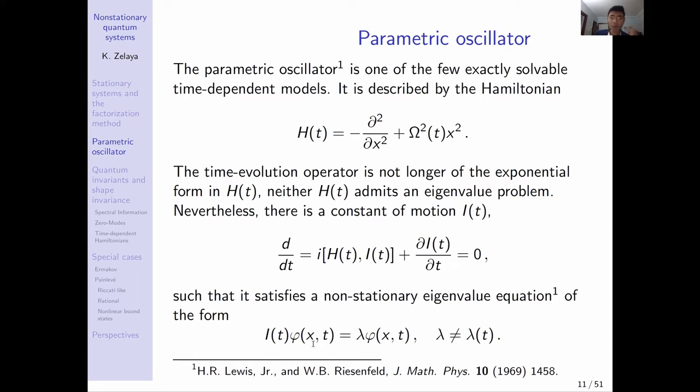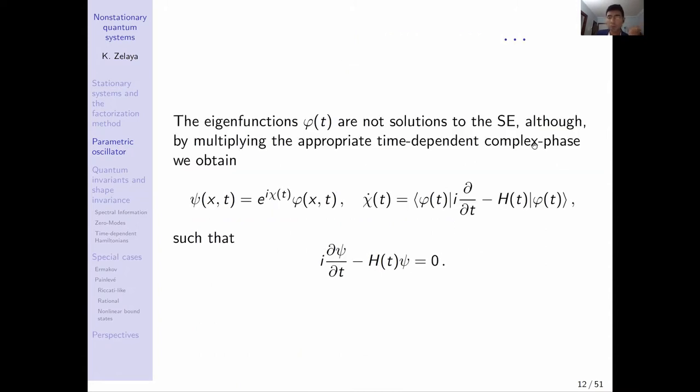So we recover an eigenvalue problem. Now the solutions depend explicitly on time. But how are these phi solutions related to the solutions of the Schrödinger equation? Because in the end, that's the problem we want to solve, the Schrödinger equation. It can be proved that if we add to these eigenfunctions a time-dependent phase given by this, and this chi phase satisfies this equation right here, then this phi function fulfills the Schrödinger equation.